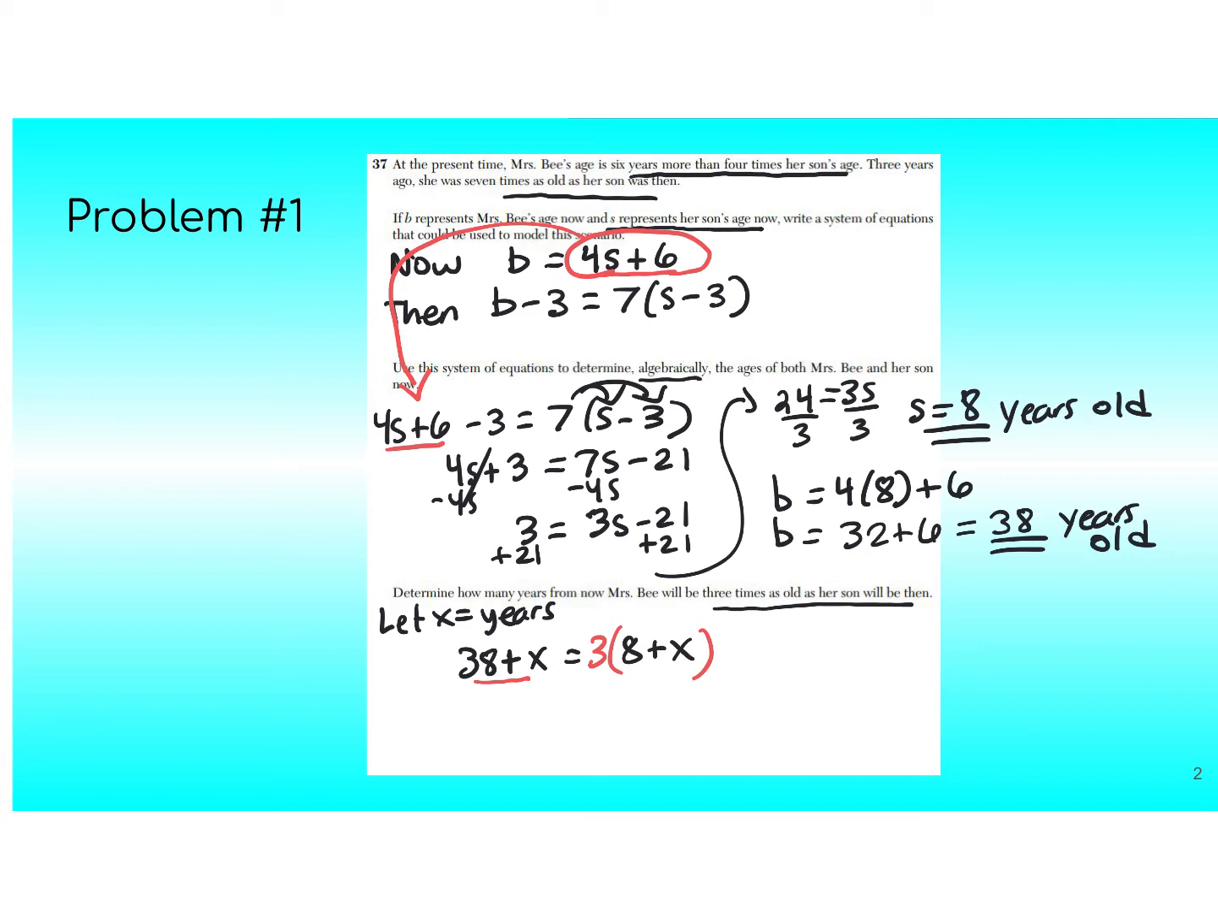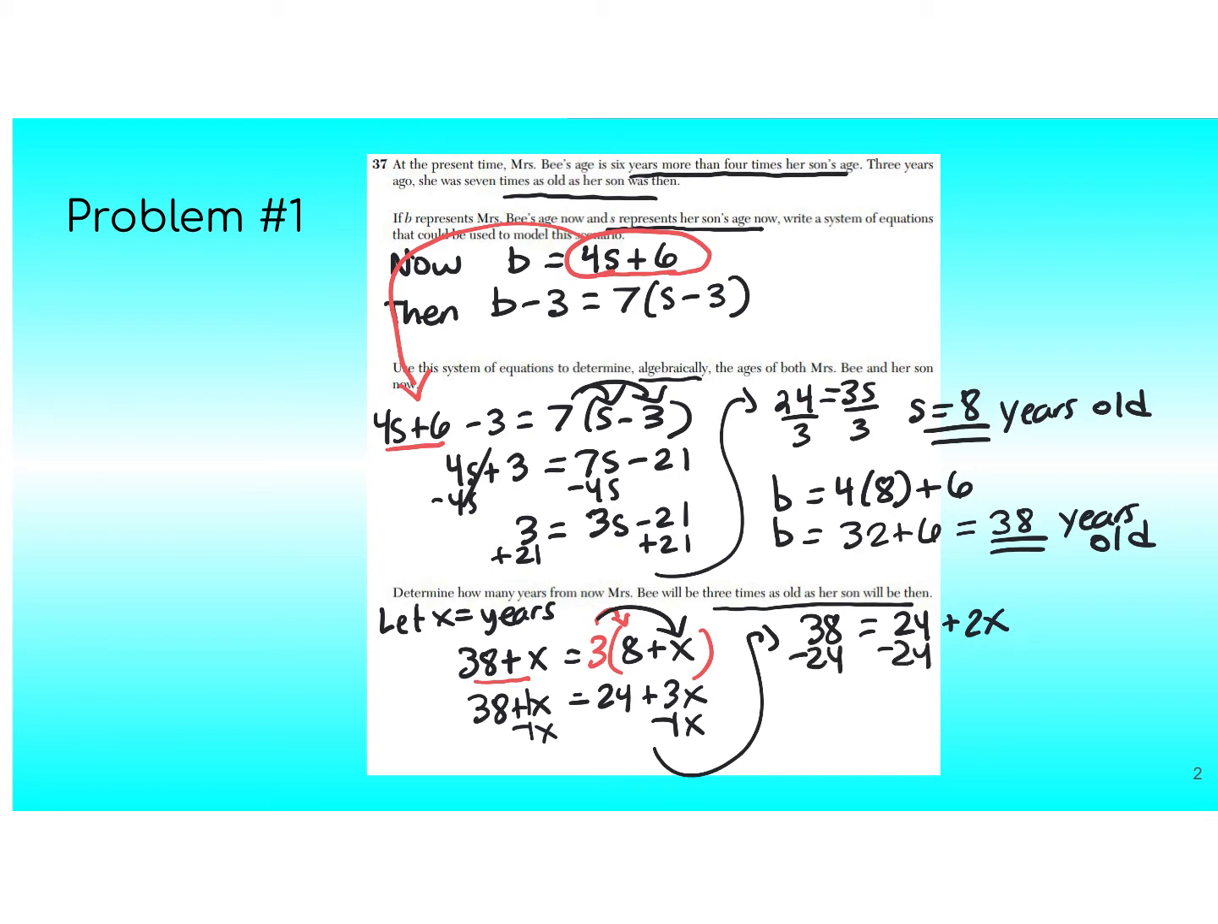And now we would solve this system. So it's really just an equation, not a system. So you end up with 38 plus x equals 24 plus 3x. When you solve this, you'll subtract 1x. Remember, this is a 1. So you can say 38 equals 24 plus 2x. Subtract your 24 from both sides, and you end up with 14 equals 2x. So we'll divide both sides by 2. x equals 7.